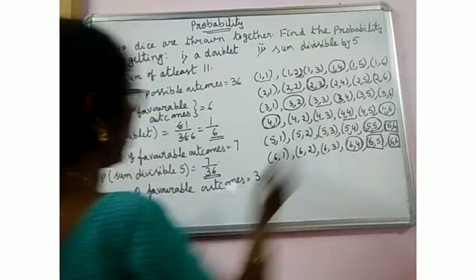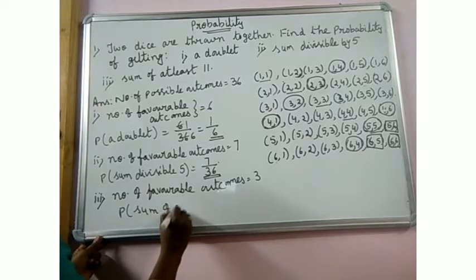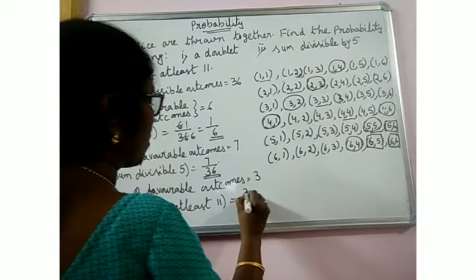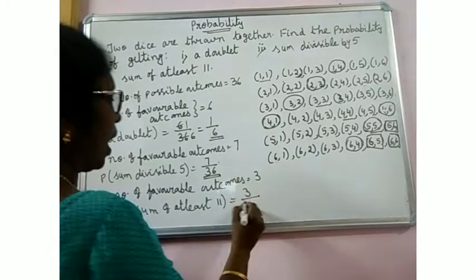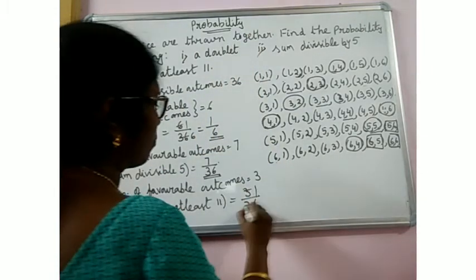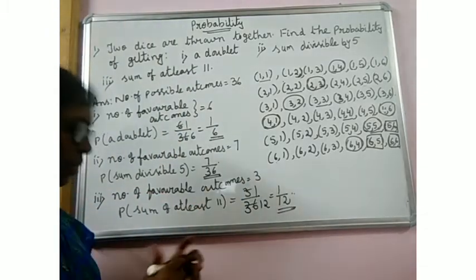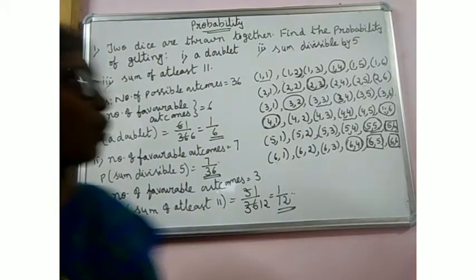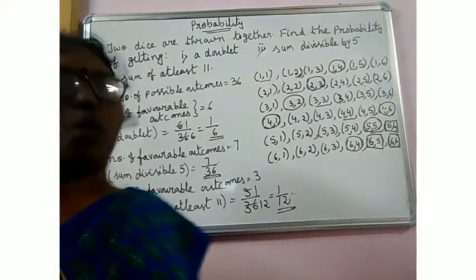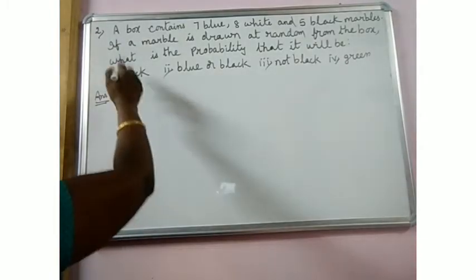I think it is clear to you. So probability of getting a sum of at least 11 is equal to the number of favorable outcomes 3 out of 36 when two dice are thrown together. 3 ones are 3, 3 twelves are 36. So 1 by 12. So this is how you have to solve the problem, and let me explain one more and different variety.